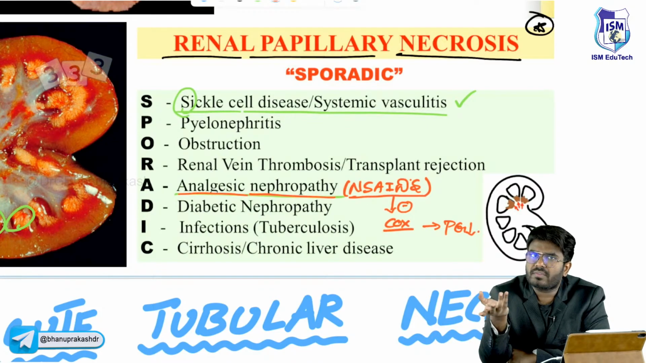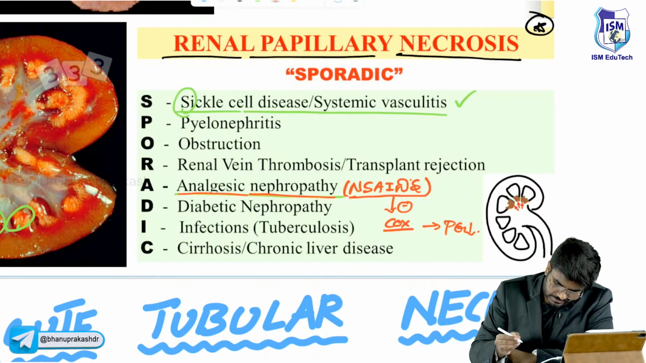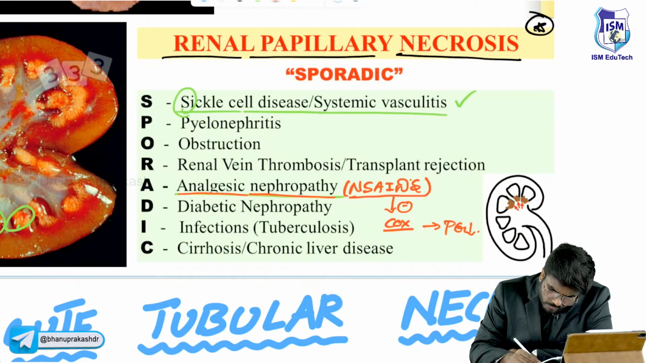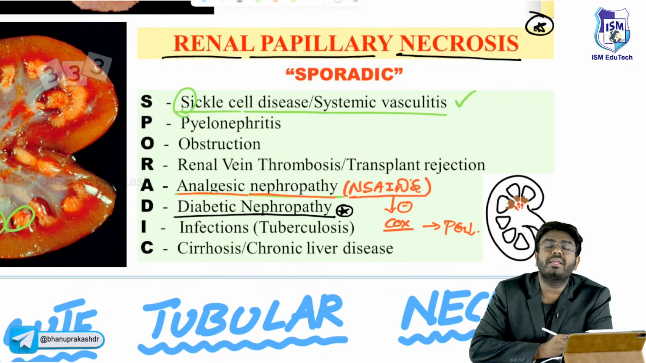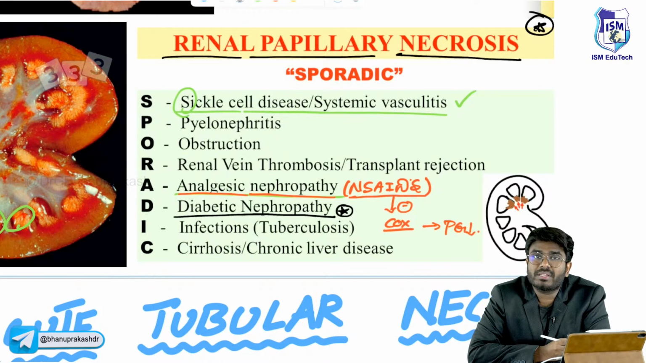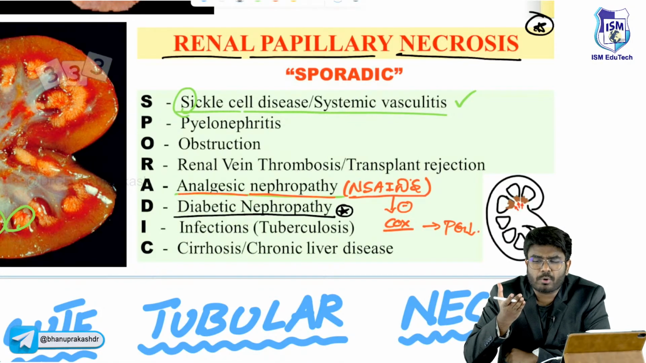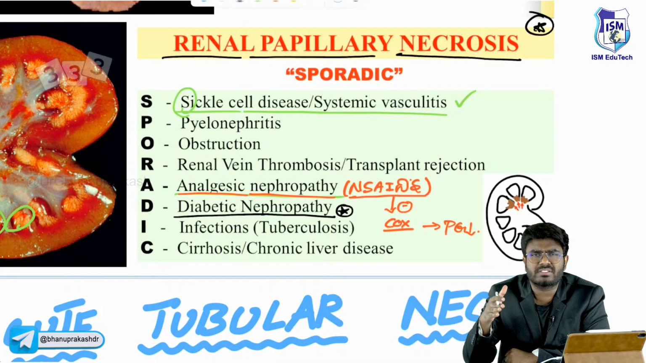Sickle cell disease is one of the causes of renal papillary necrosis. Next, diabetic nephropathy. So why exactly diabetic nephropathy? In diabetes, it's a problem of vessels, right? In diabetes, the main problem is not with the heart, it's not with some other thing, it's not just the sugar. The main problem is with the blood vessels, the vasculopathy.